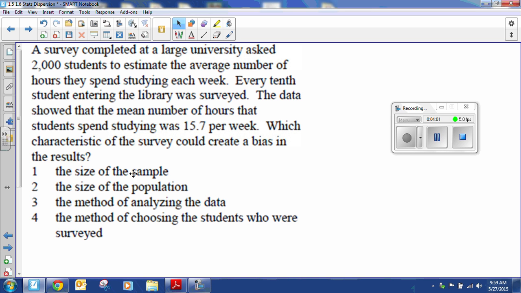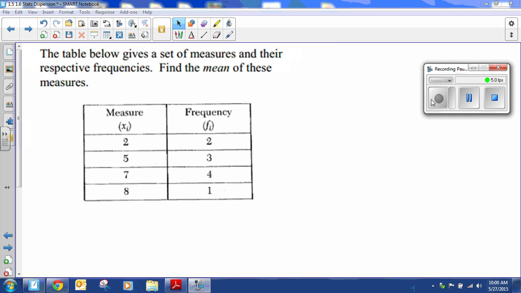The size of the sample, the size of the population, the method of analyzing the data, the method of choosing the students who were surveyed. And the answer is the method of choosing the students who were surveyed, because you want to get a most general cross-section of students. The table below gives a set of measures and their respective frequencies. Find the mean of these measures.